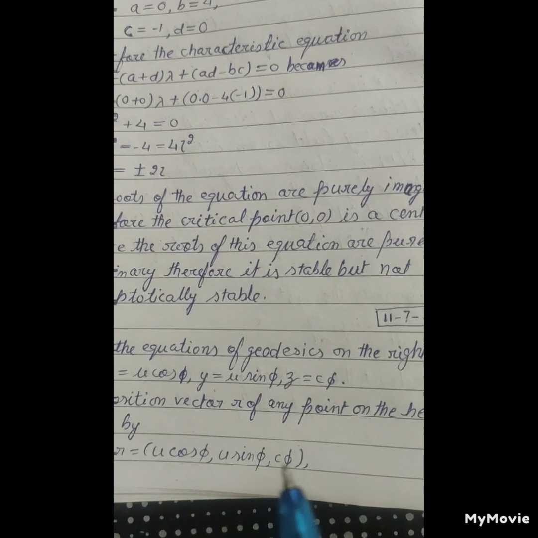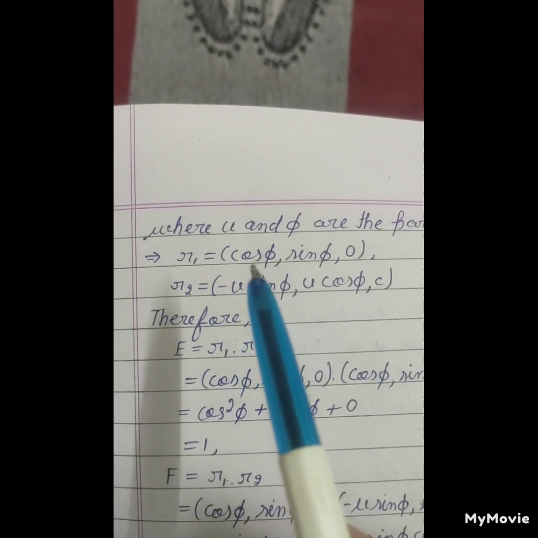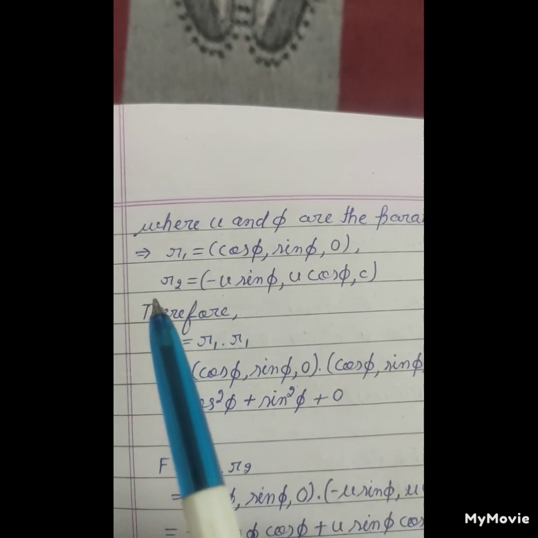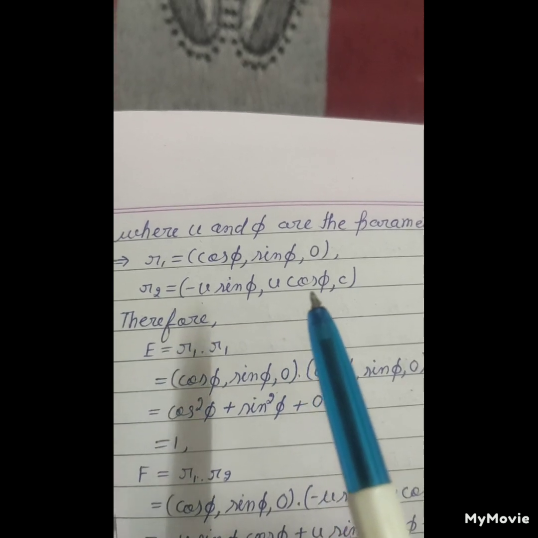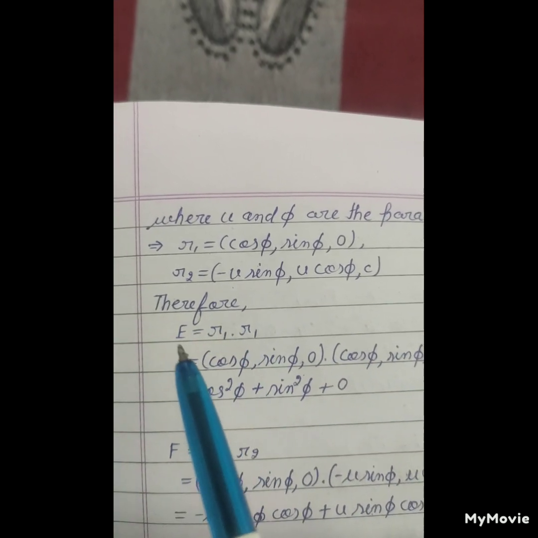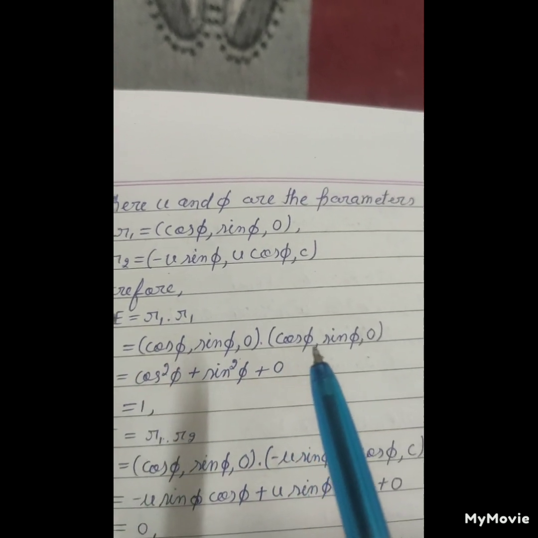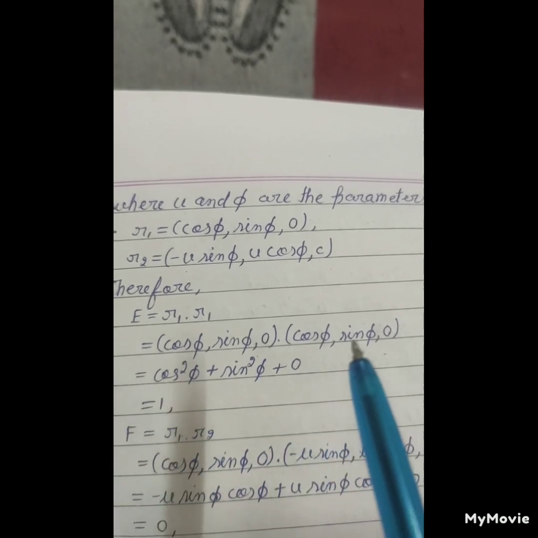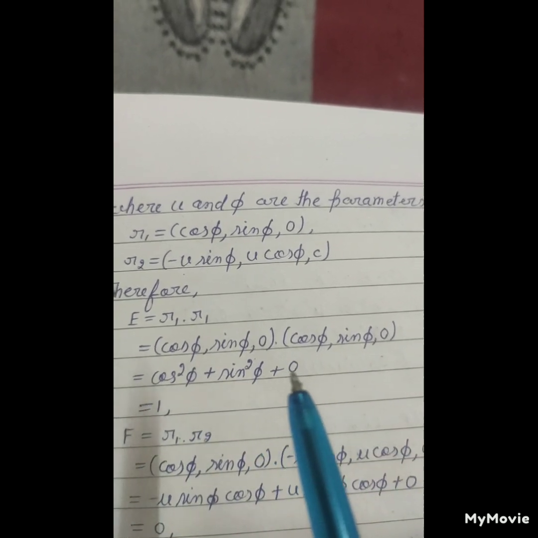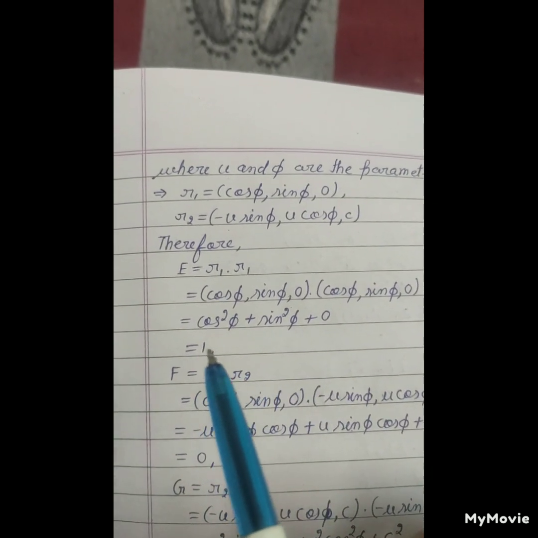u sin φ, cφ), where u and φ are the parameters, which implies r1 equals (cos φ, sin φ, 0), r2 equals (−u sin φ, u cos φ, c). Therefore E equals r1 dot r1 equals (cos φ, sin φ, 0) dot (cos φ, sin φ, 0) equals cos² φ plus sin² φ plus 0 equals 1. Cos² plus sin² equals 1.